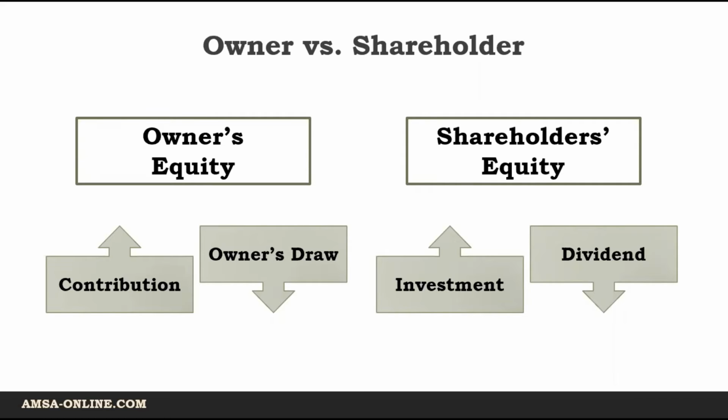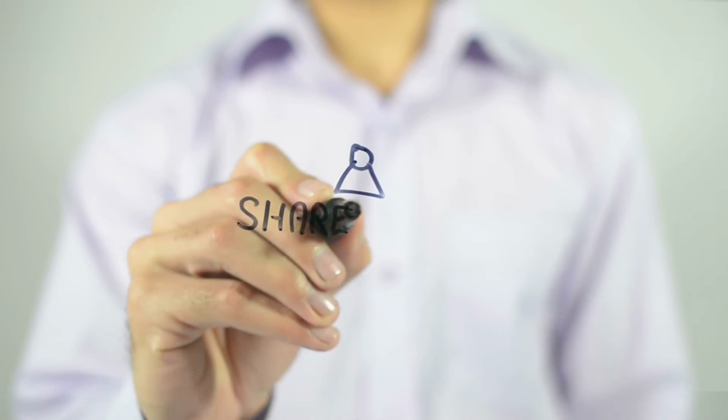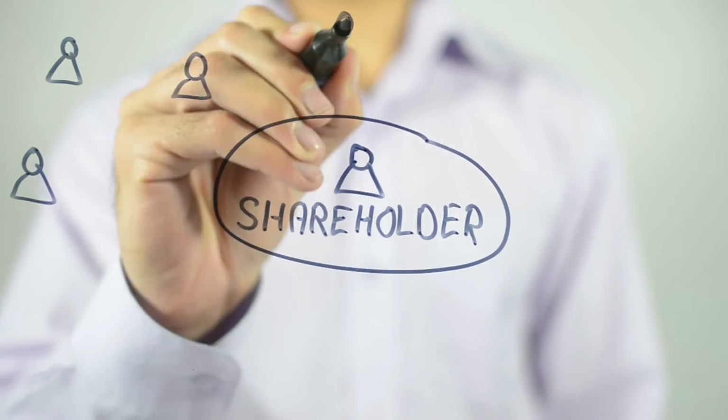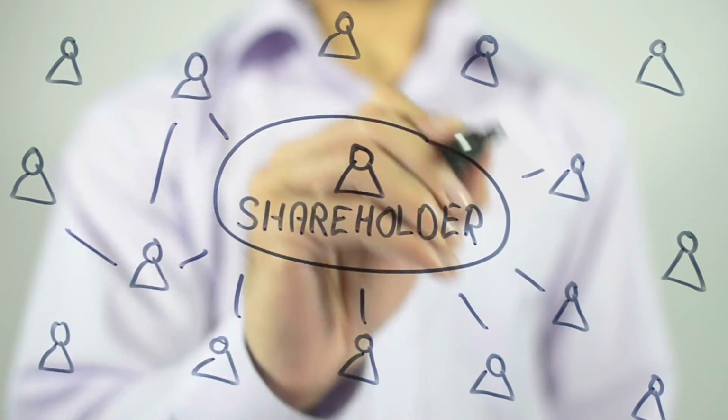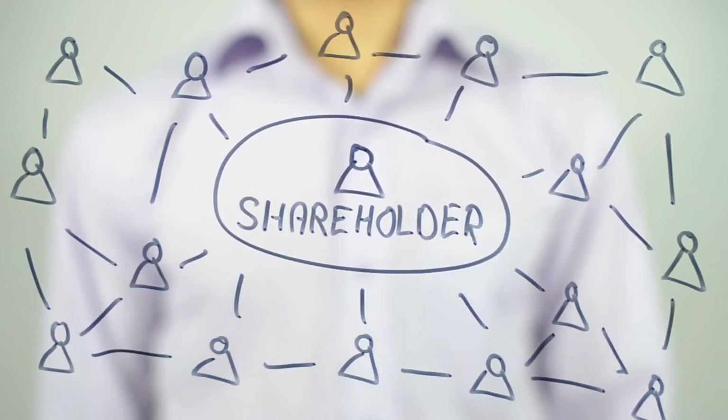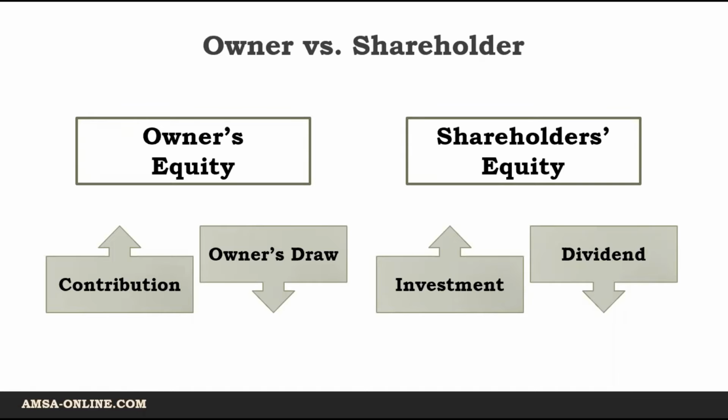A one-person ownership of a corporation should also be listed as shareholder's equity, since the person owns 100% of the stock. When you talk about owners and shareholders' equities, the terms are slightly different. Owner's equity is increased by contributions and decreased by owner's draws, while shareholders' equity is increased by investments and decreased by dividends.